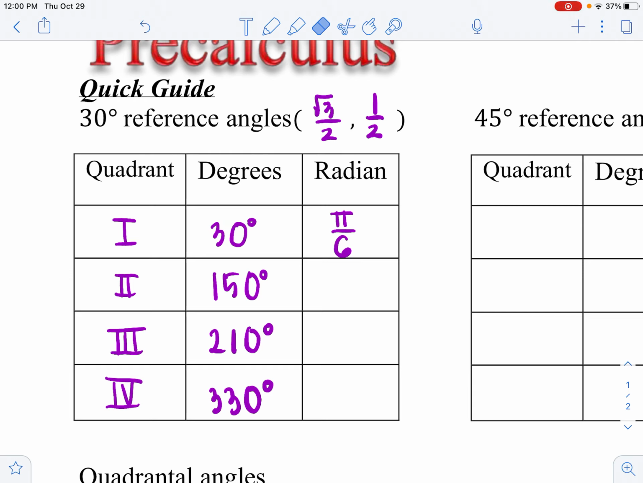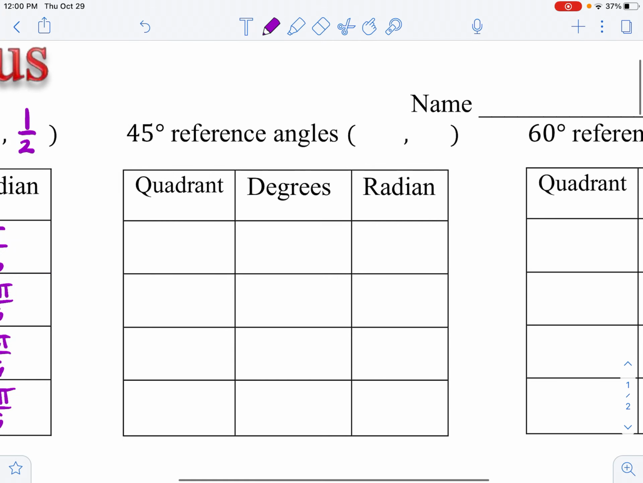So for 30 degrees, I think of my 1, 5, 7, 11. I bought one $5 ticket for 7-Eleven. So there's my 1 pi over 6. And then I have 5 pi over 6, 7 pi over 6, 11 pi over 6. 1, 5, 7, 11.